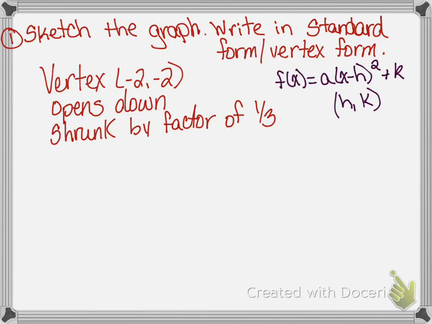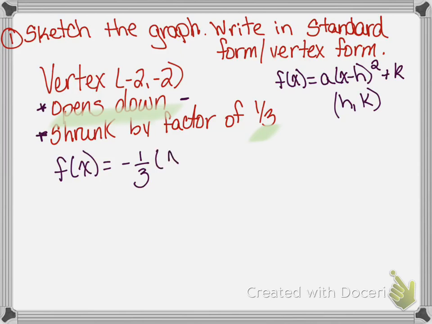This tells us that it is opening down, so that means we're going to have a negative number in front of it for our a value. And we are shrinking by a factor of 1/3, so that also is going to be part of our a value. So we are going to have f of x equals -1/3. That takes into account the fact that it opens down and that we are shrinking it by a factor of 1/3.